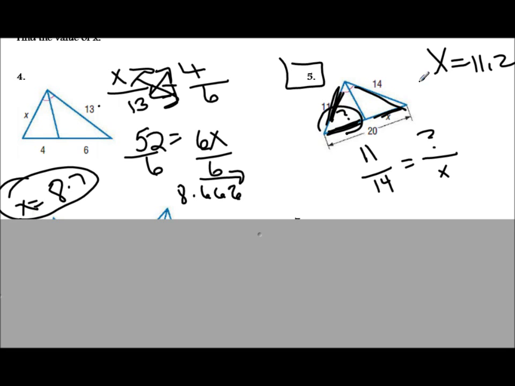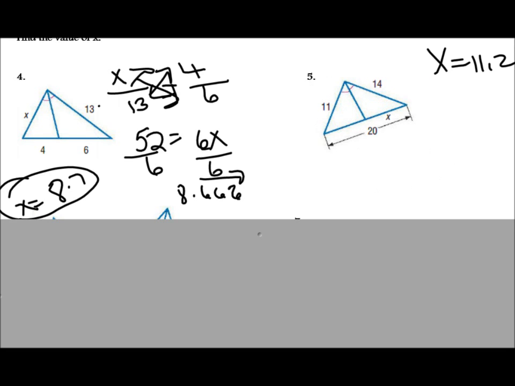Well, this segment right here, okay, you should have gotten x is 11.2. Now this one was a little bit tricky because remember we said we wanted the corresponding parts. 11 over 14, remember this is our fraction line, equals this portion over x. Well, this question mark portion is going to be 20 minus x.